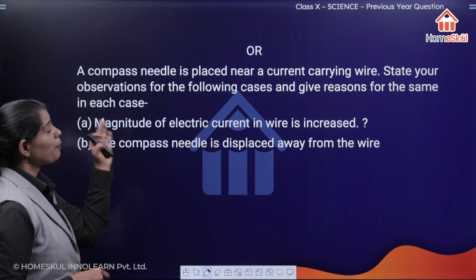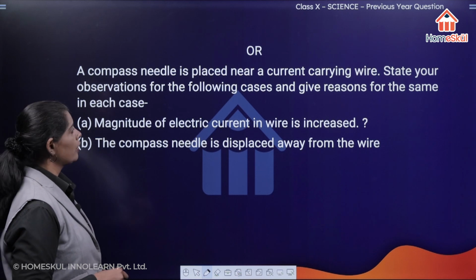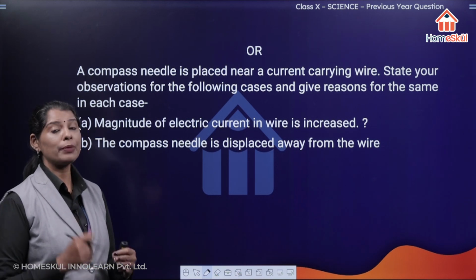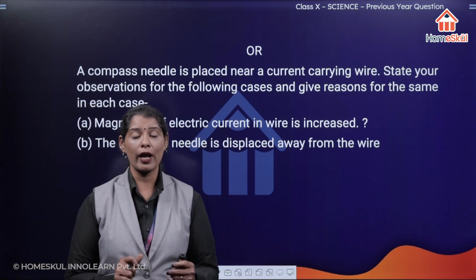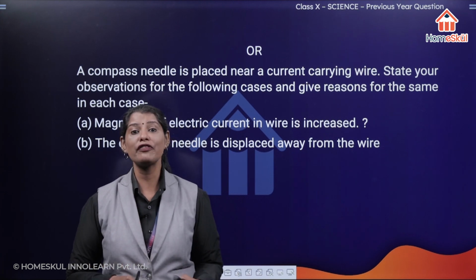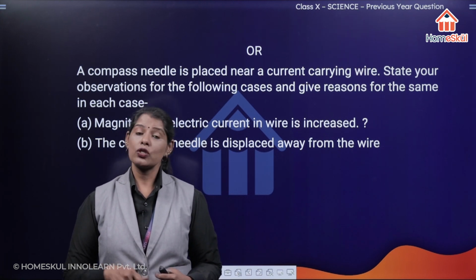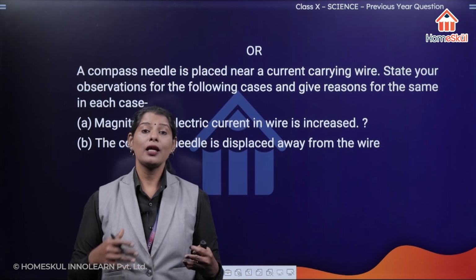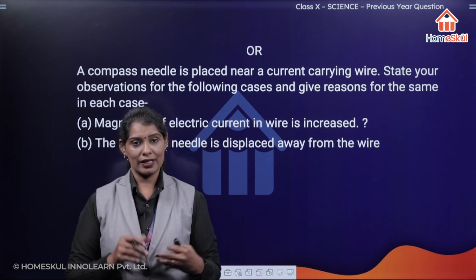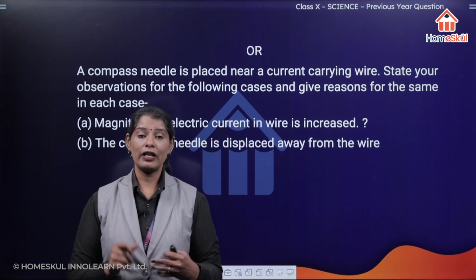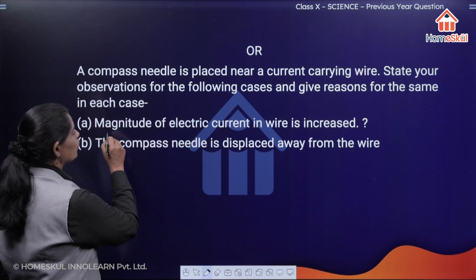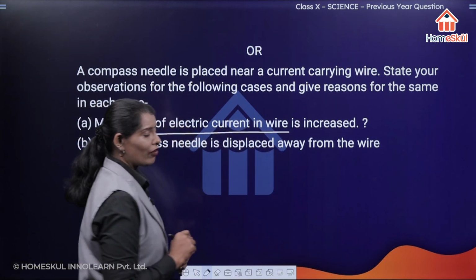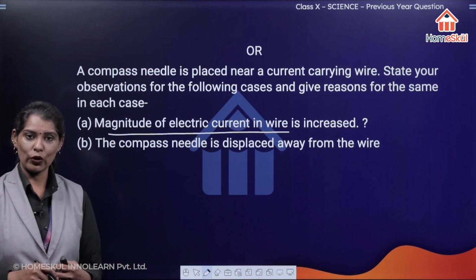So, a compass needle is placed near a current carrying wire. What will happen when a compass needle is placed near a current carrying wire? We know that the needle will show deflection, right? So, if you increase the magnitude of the current, what may happen? Again, the deflection will increase. The deflection of the needle will increase as the magnitude of the electric current in the wire is increased, right?